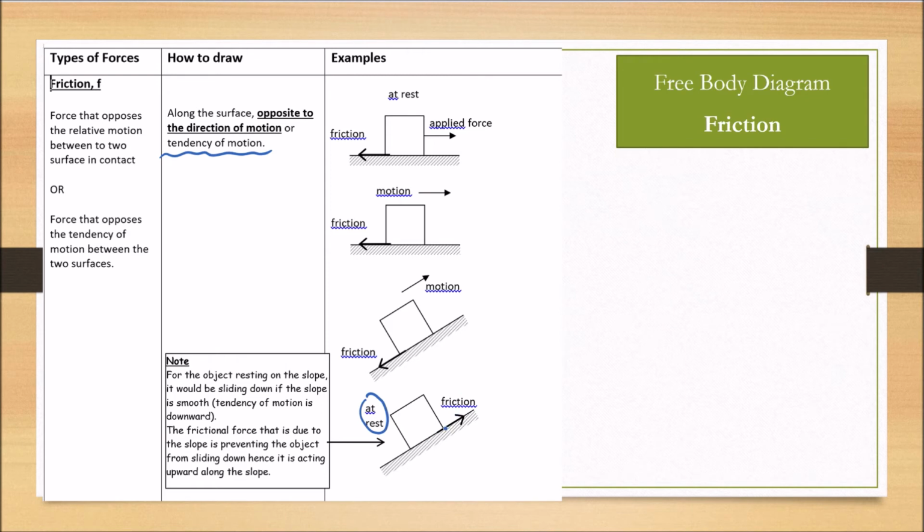So you always draw friction opposite to the direction of motion, and you draw it along the surface, right? Along the surface. So what does along the surface mean?